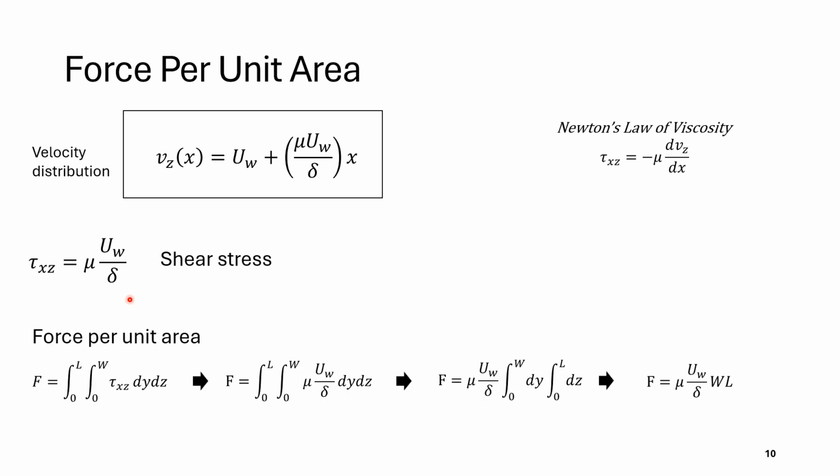So next, we now calculate the force acting on the swimmer surface. So since shear stress is force per unit area, we integrate the shear stress over the entire body. So because our shear stress is a constant, we move it out here, and our integration simply gives us W times L, which is width and length, and this would be the final expression for our force.